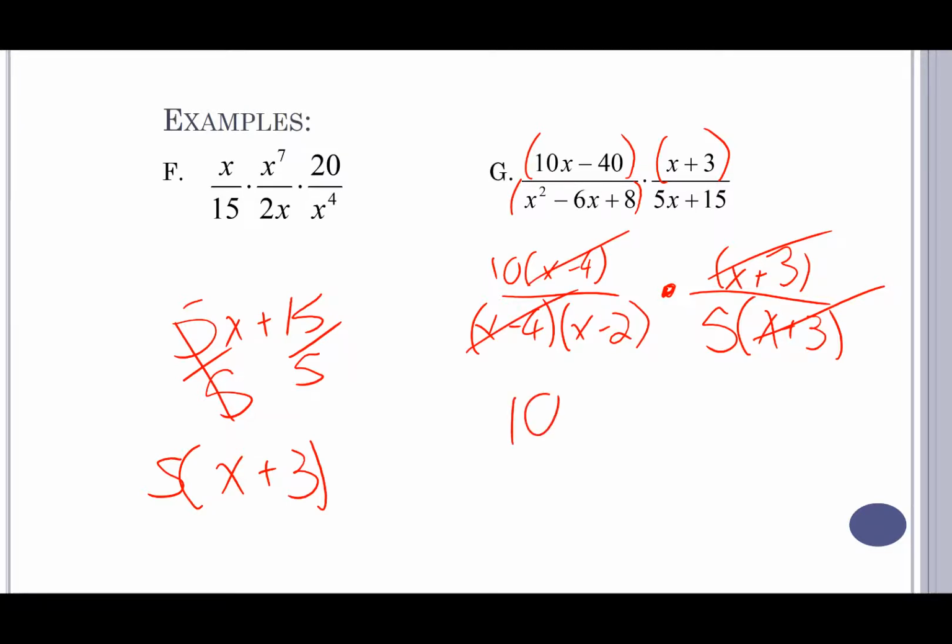So that leaves me with a 10 over x minus 2 times 1 over 5. So again, if something entirely cancels out, it doesn't leave you with 0. It leaves you with 1. All right, so if something disappears entirely, make sure you fill that gap with a 1.